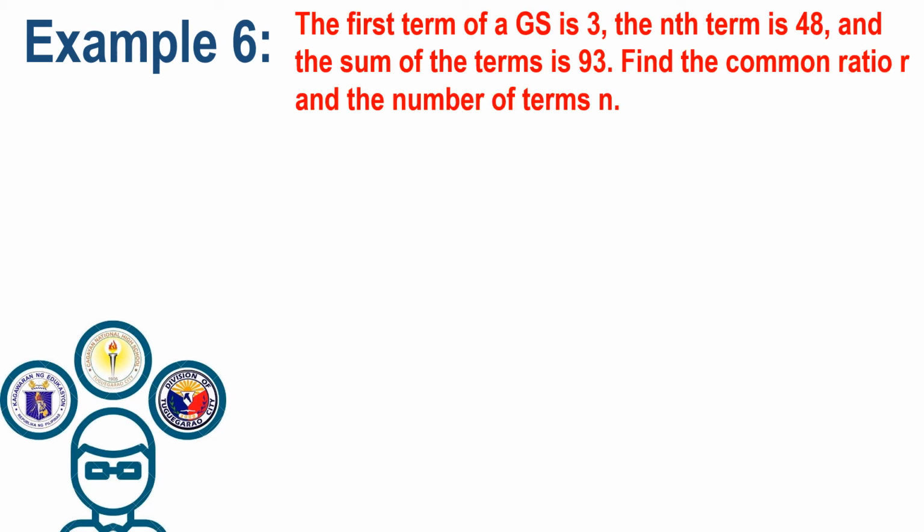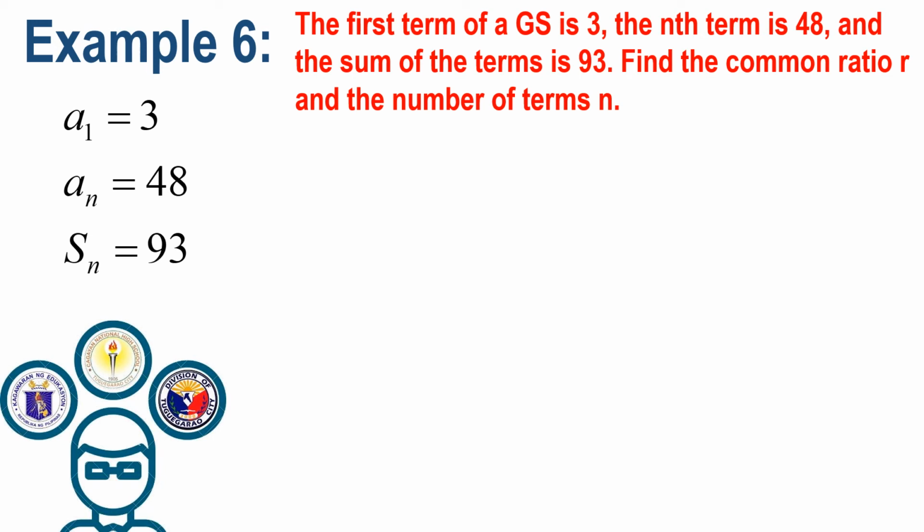Okay, class, so now let's try our last example. The first term of a geometric series is 3, the nth term is 48, and the sum of the terms is 93. Find the common ratio r and the number of terms n. From the problem, class, we know that a sub 1 is equal to 3, a sub n is equal to 48, and S sub n is equal to 93.